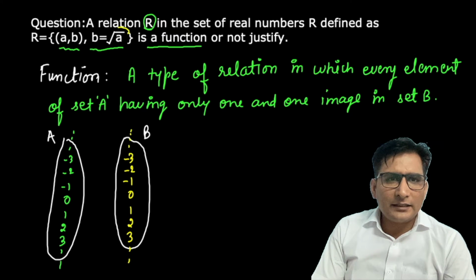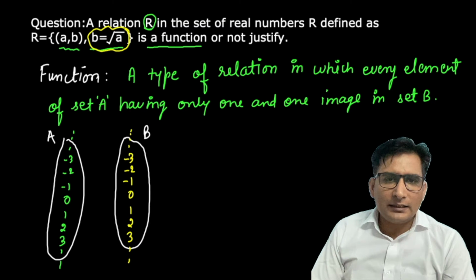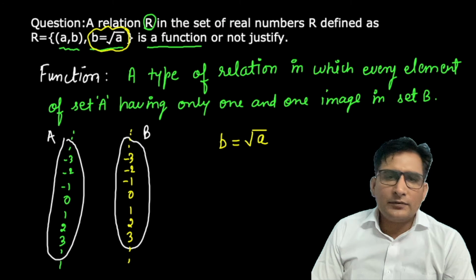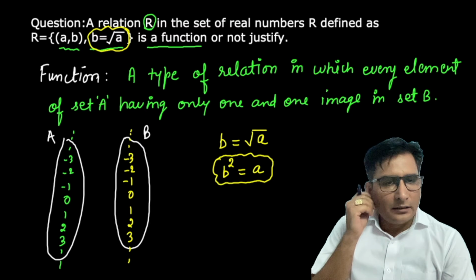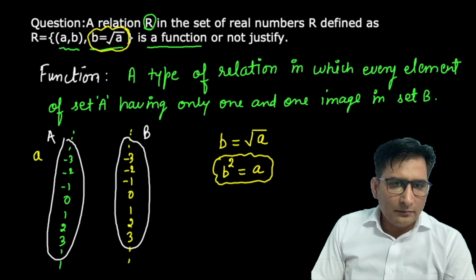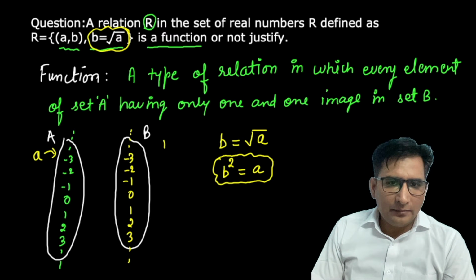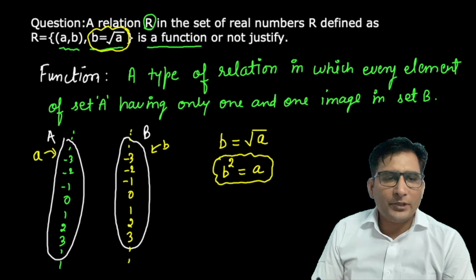Now look at the relation given here: B equals root of A. Let us find the value of A from here. If I shift this square root to the other side, A becomes B squared. So A is equal to B squared in this case. A is an element in set A and B is an element in set B.